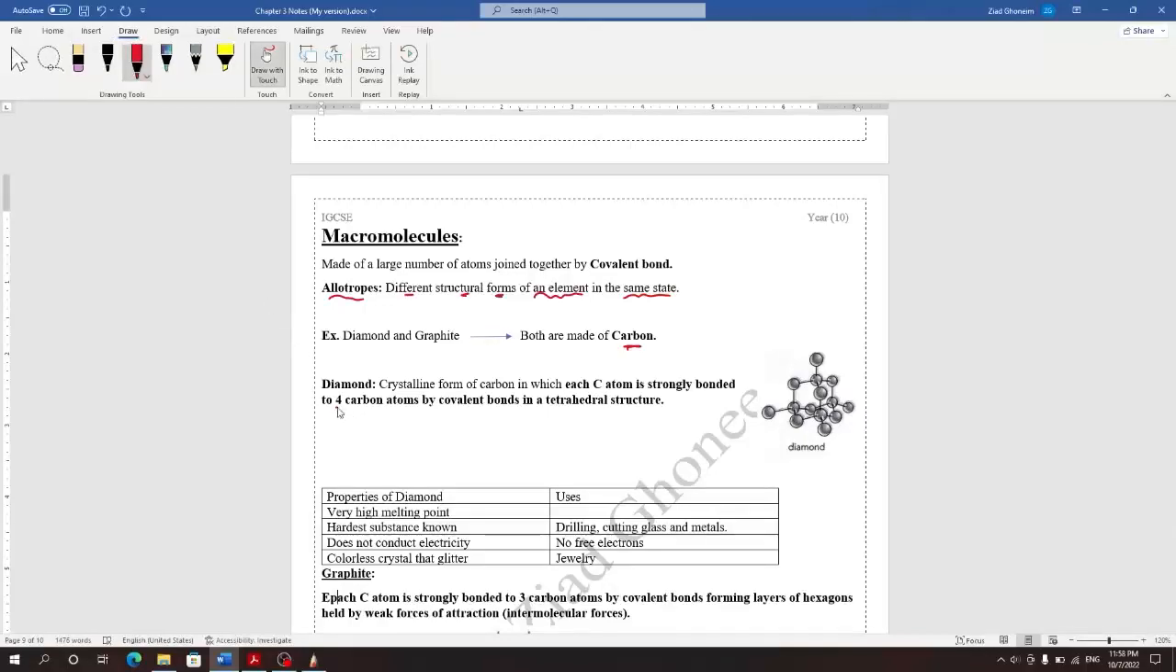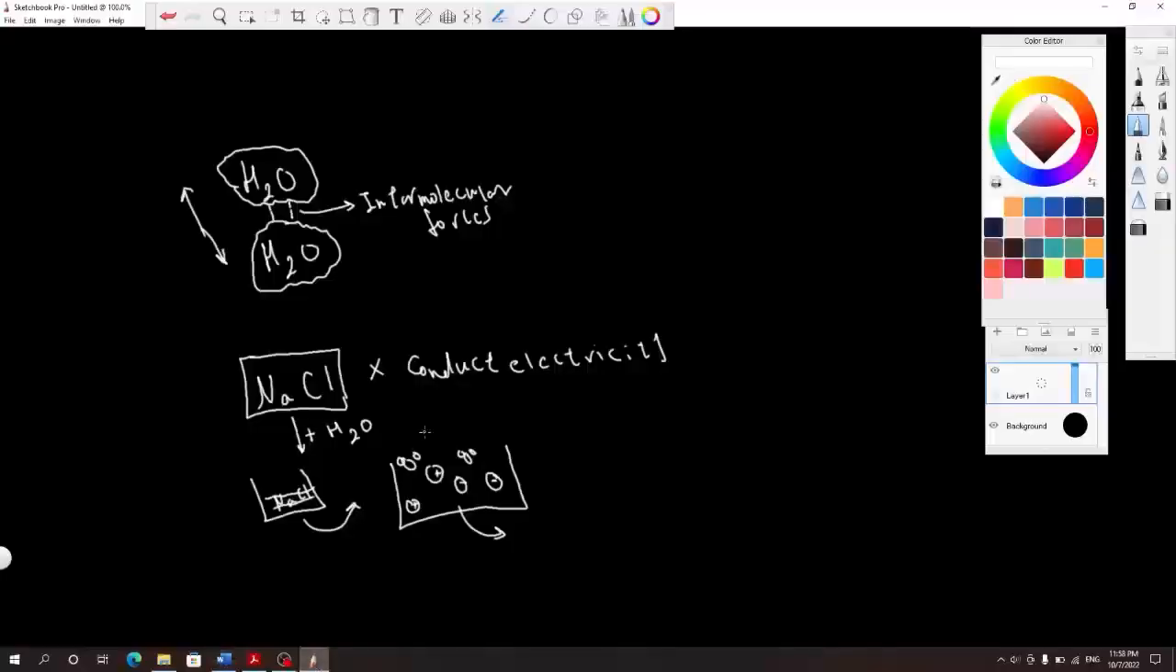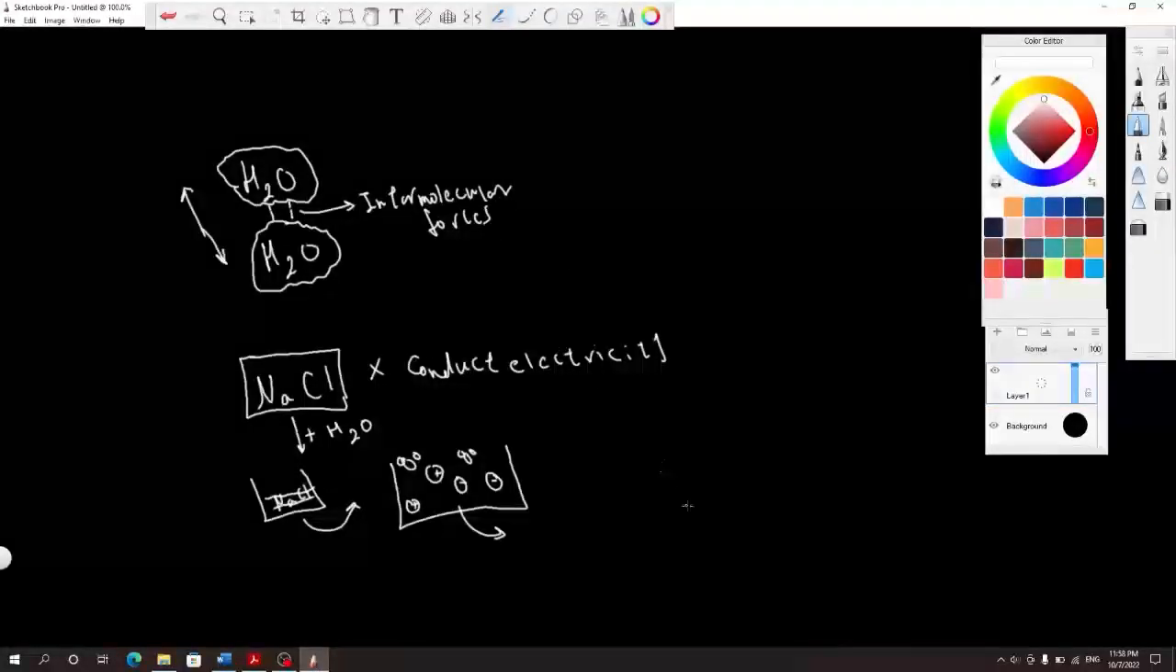Diamond is a crystalline form of carbon, in which each carbon atom is strongly bonded to 4 carbon atoms. That is very important. By covalent bonds, because it's a covalent compound, in a tetrahedral structure. Sounds very complicated, but it's really simple, actually. It's just a fancy way to say pyramid shaped, that's all.